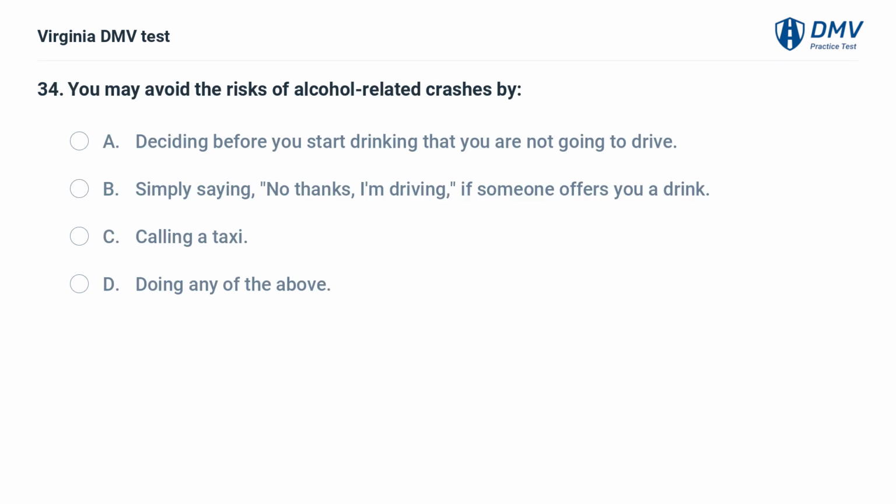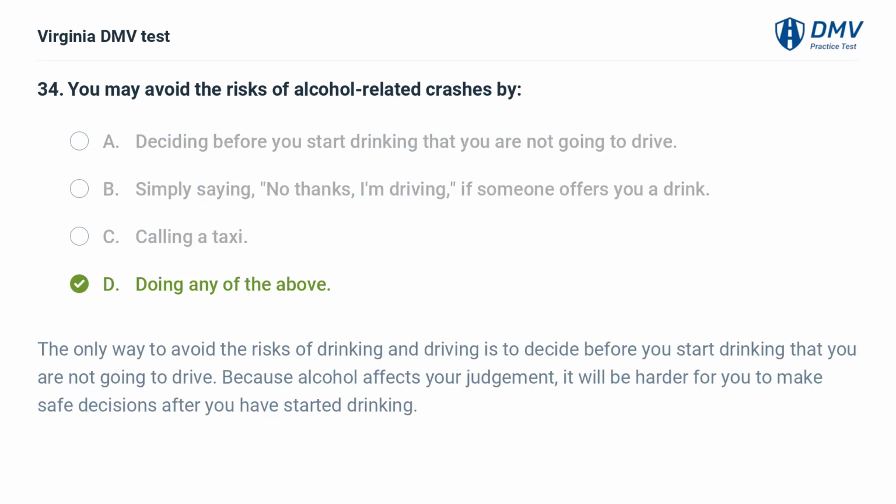You may avoid the risks of alcohol-related crashes by A. Deciding before you start drinking that you are not going to drive. B. Simply saying, "No thanks, I'm driving," if someone offers you a drink. C. Calling a taxi. D. Doing any of the above. D. Doing any of the above.